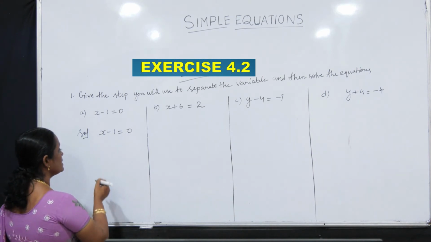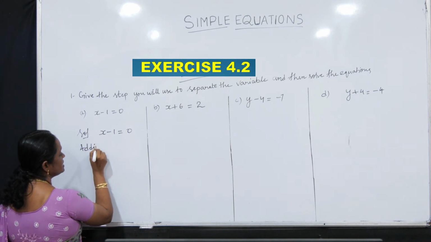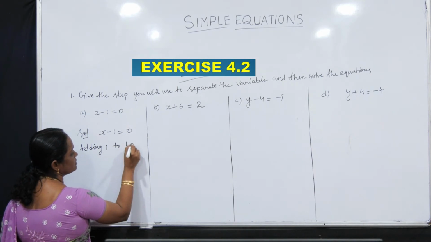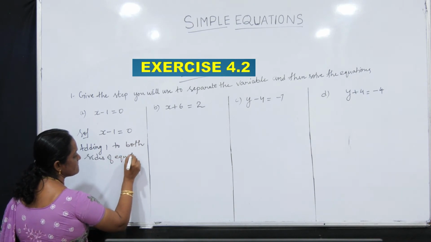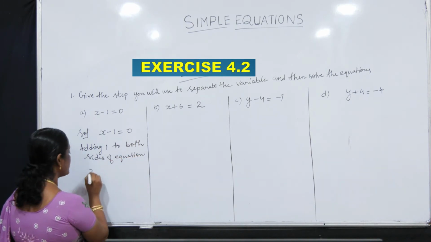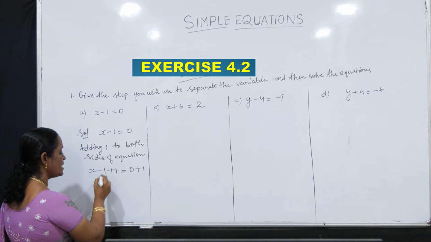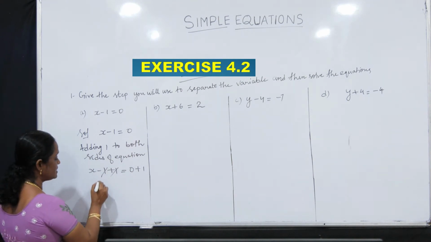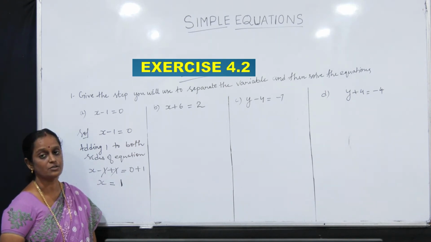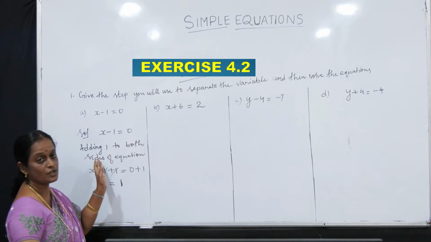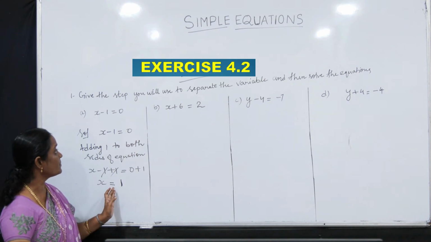How will you separate the variable here from minus 1? So here we have to add. The step is adding 1 to both sides of the equation. x minus 1 plus 1 is equal to 0 plus 1. Here minus 1 plus 1 will get cancelled. It is x, and 0 plus 1 is 1. So the solution is x is equal to 1. So the step was adding 1 to both sides of the equation.